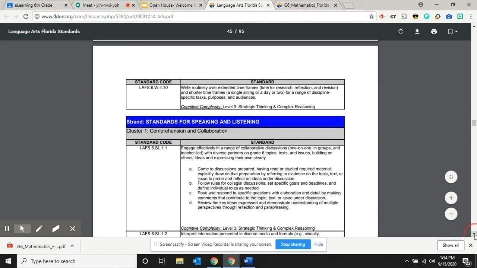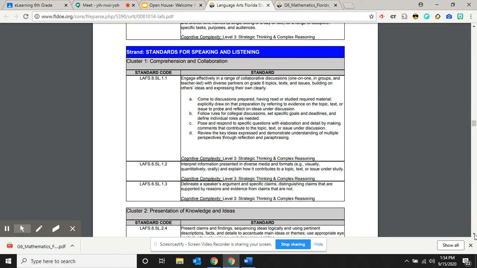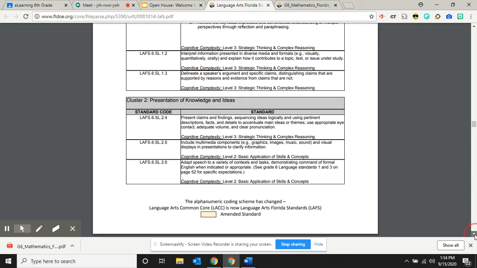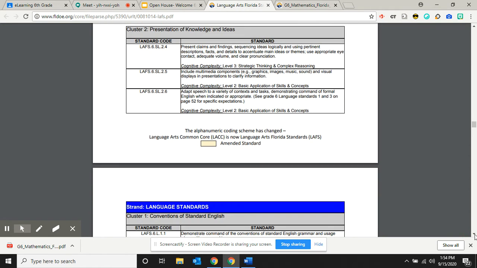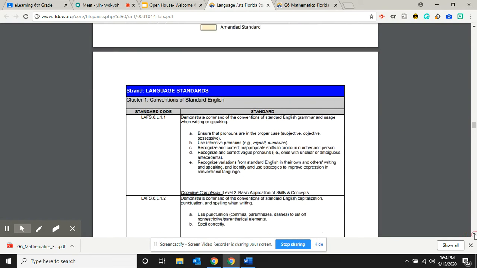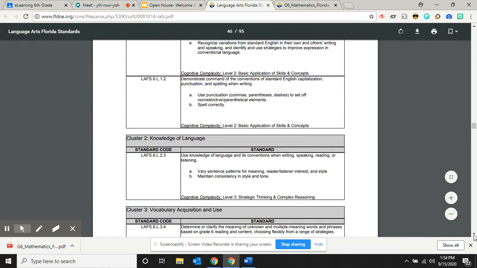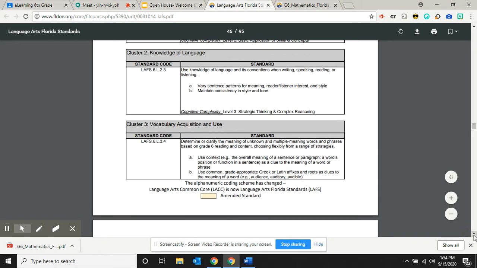Comprehension and collaboration, so there are standards for that as well. Engaging effectively in a range of collaborative discussions, as well as creating group projects, which is going to be really cool to do this year, being that we're using Google Classroom and Google Drive platform. And then also conventions of standard English, so that is the grammar, spelling, and punctuation.